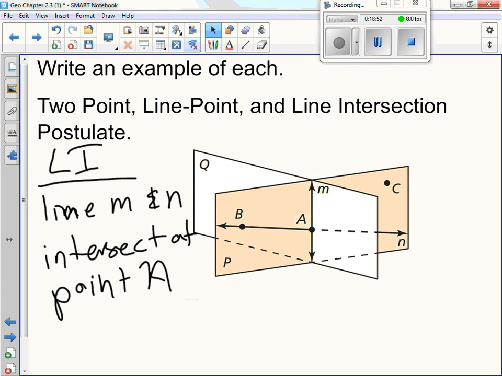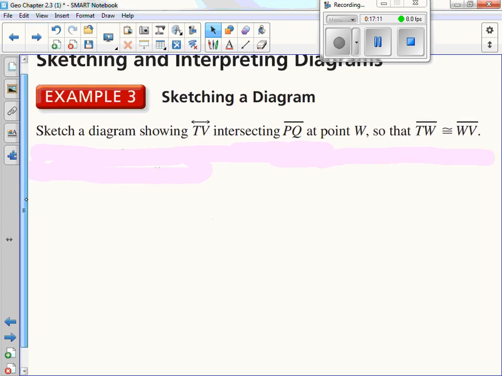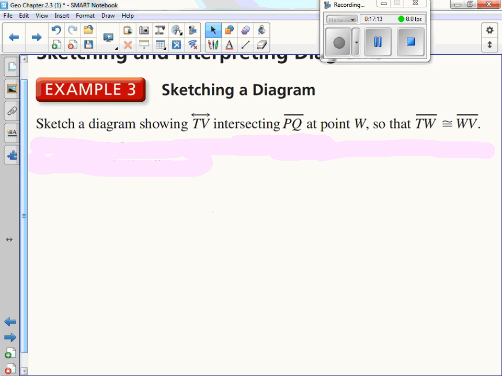Any questions on two point, line point, or line intersection? We good with these postulates here? Good so far? Because a lot of what we're doing here is just taking the postulates and applying them, yes? Understanding the postulates and applying them. Sketch a diagram showing line VT intersecting segment PQ at point W.